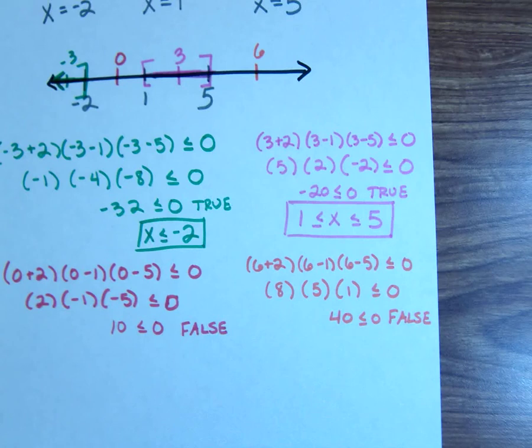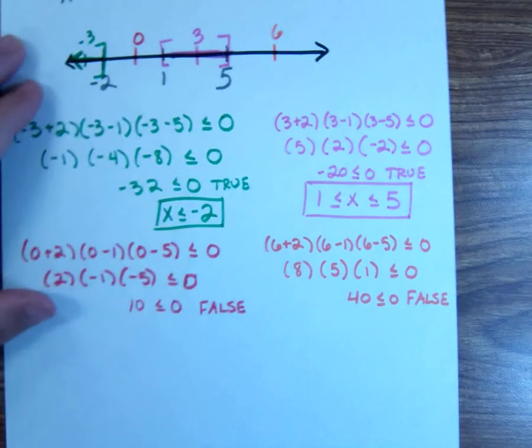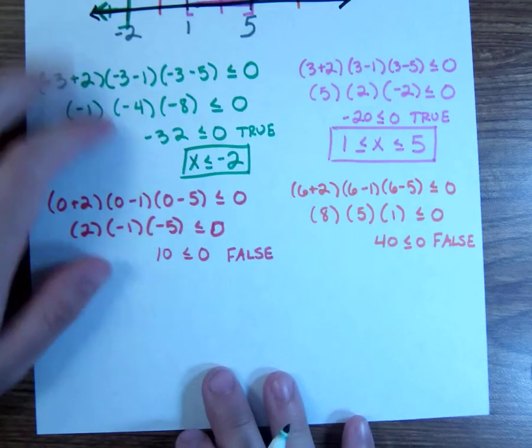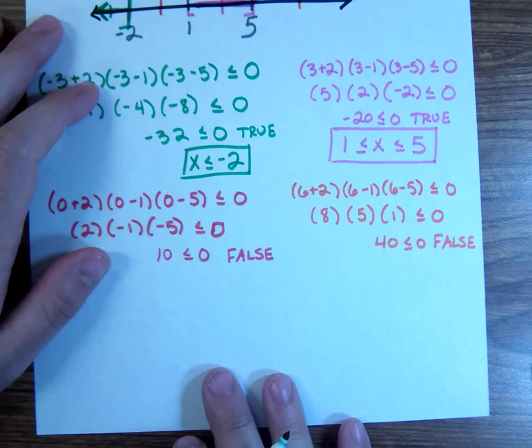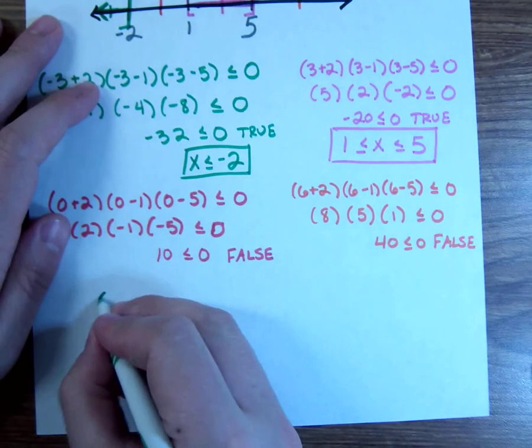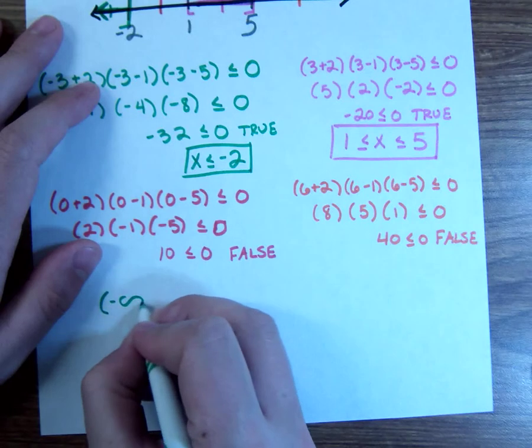So the two sets here are the numbers that are less than negative 2 and also the numbers that are between 1 and 5. So how do we write that? So all the numbers that are less than negative 2 is from negative 2 all the way down to negative infinity. So here's what that might look like.